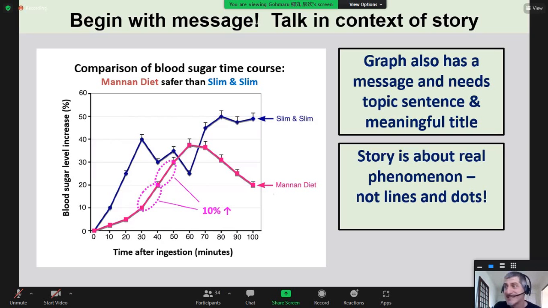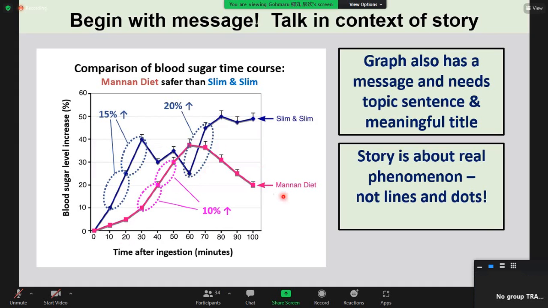On the other hand, Slim and Slim, shown in blue, has a dangerous fluctuation of blood sugar, including rapid increases up to 20% in 10 minutes. Based on this, we can only recommend Mannin diet for patients taking drug XYZ. Okay, it's the same story, less details, but the message is still very clear, and it's still focused on the context of the story.